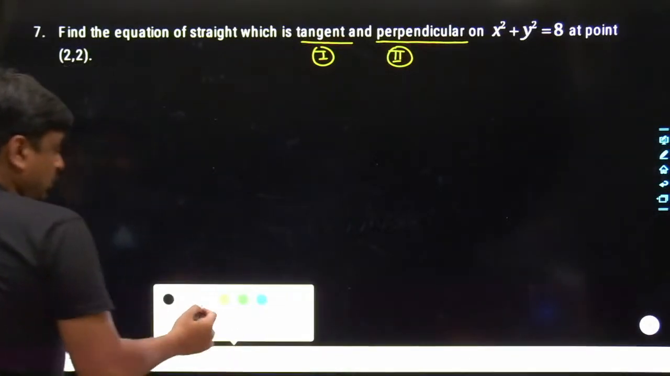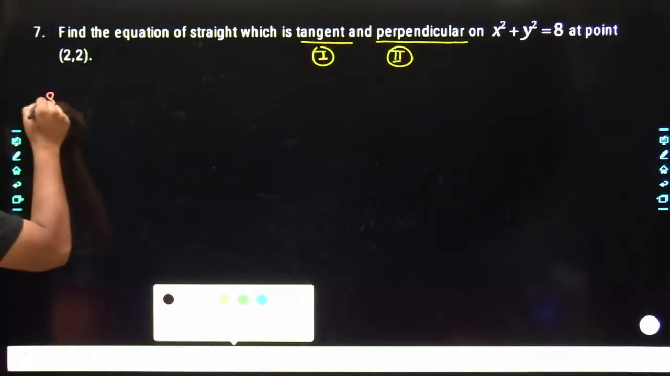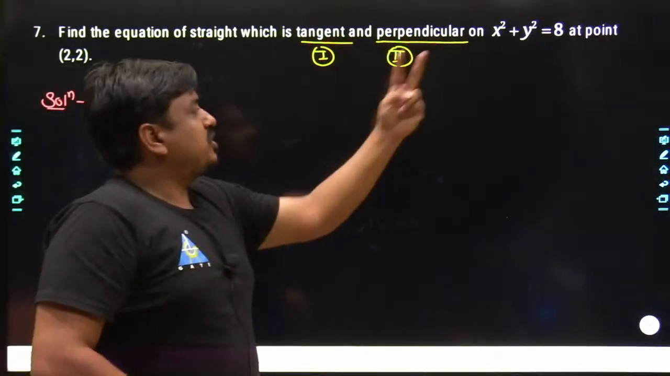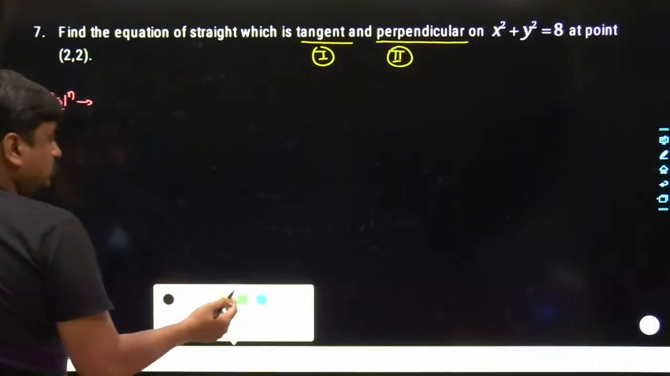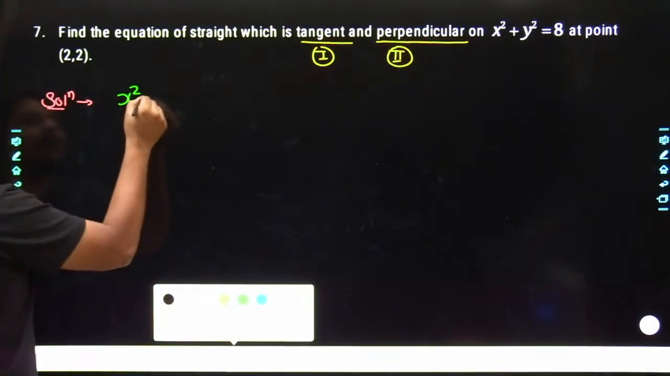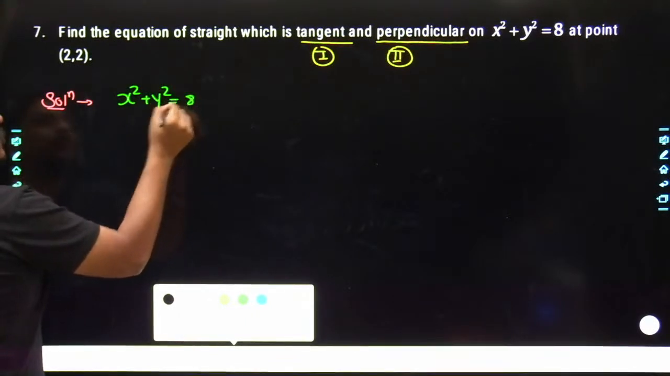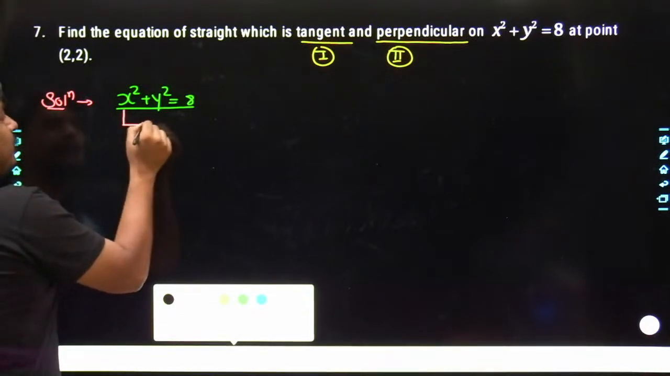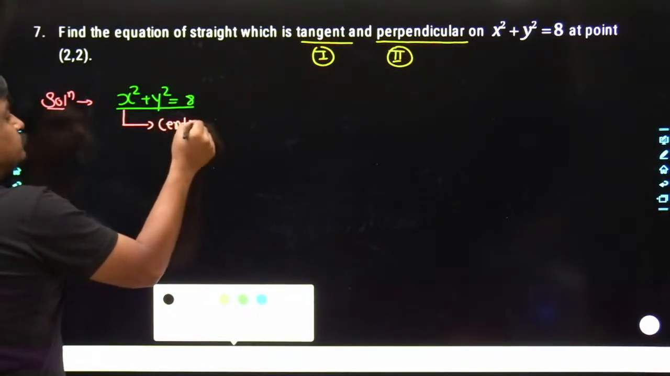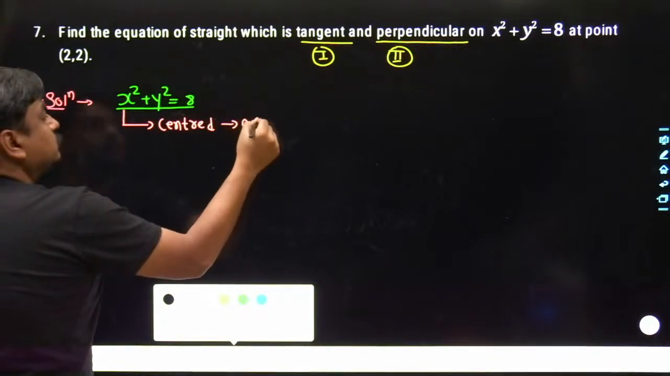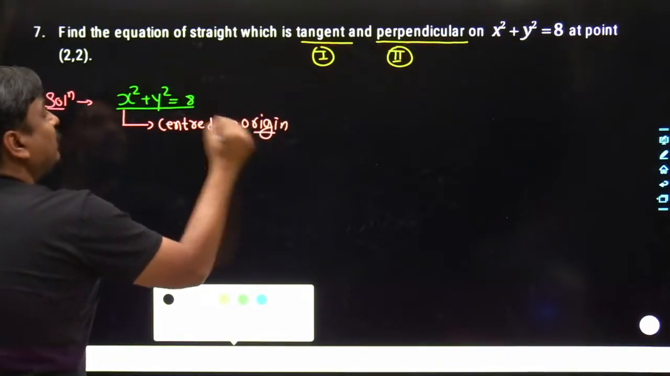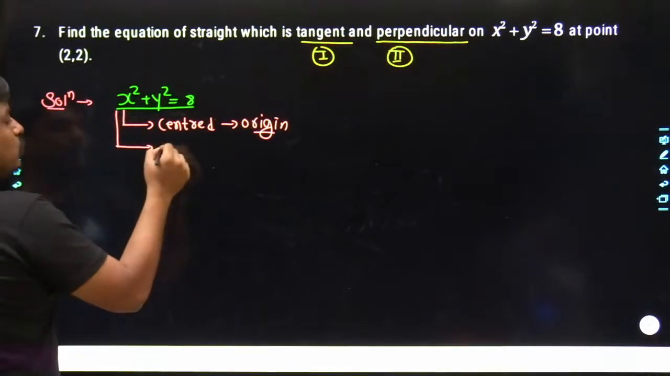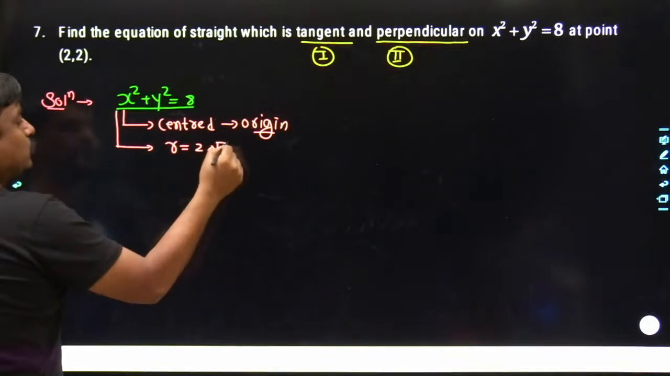Yes. So here goes the solution. The equation of the circle has been clearly given to you. It is x square plus y square is equal to 8. If you talk about the character of this circle, the circle is centered at the origin. And if I compare r square with 8, definitely the value would be 2 root 2. The radius of this circle is 2 root 2.